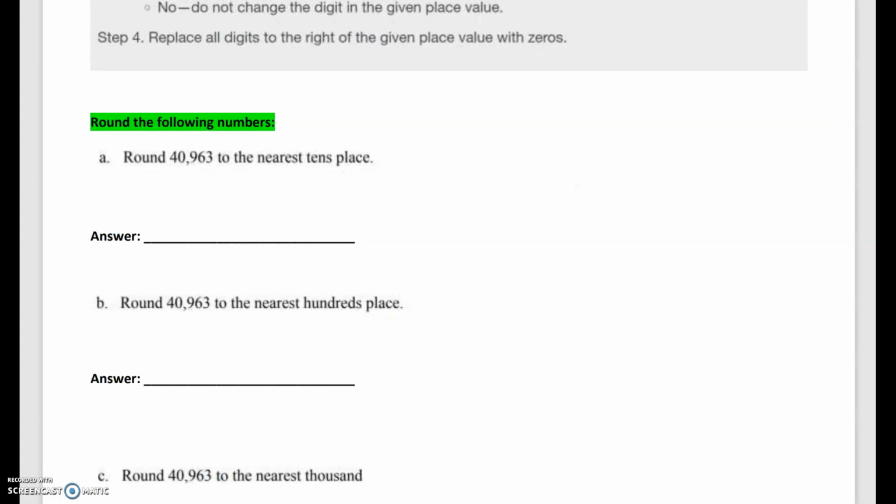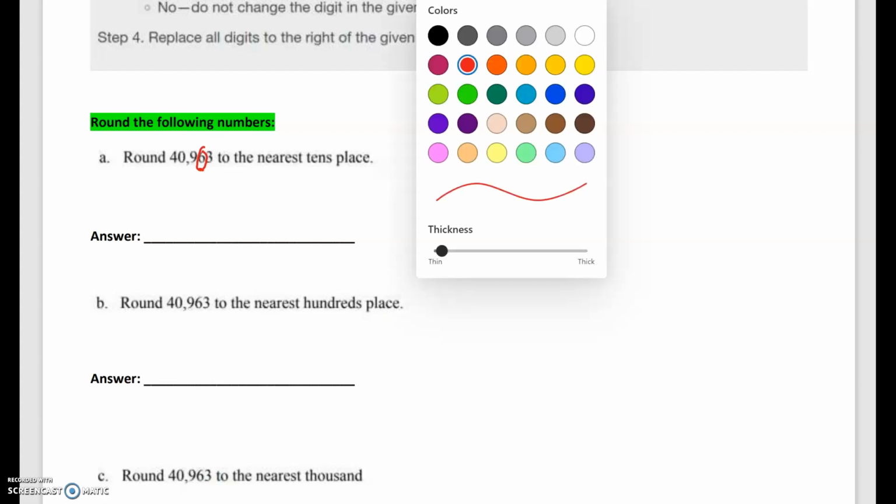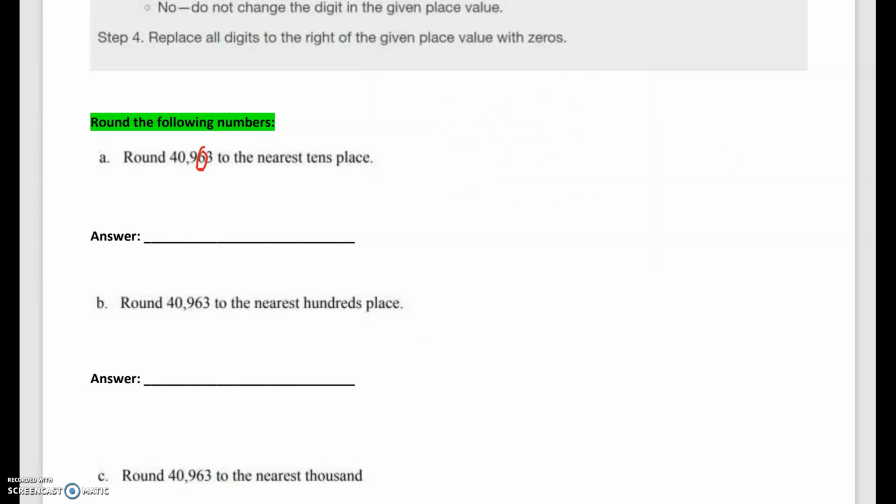So let's take a look at the first problem, A here, and they want you to round to the nearest tenth. So in this case, this is your 10. Now, you're gonna look at this value, and then you're gonna look at the value to the right of it. In this case, you're looking at the ones. If the value of the test digit is less than 5, you're gonna basically round to 0.